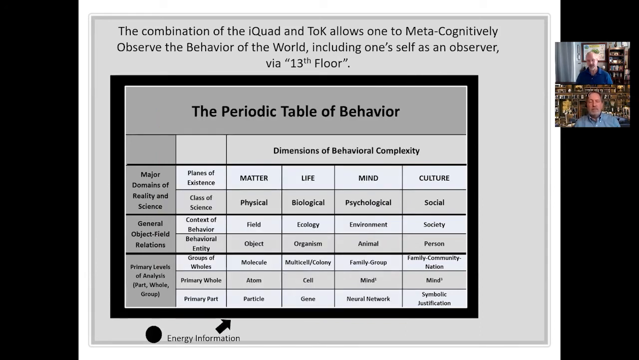The periodic table, in fact, starts with the basement floor of energy information field being everything. You see that in the Big Bang. You see it in quantum field theory.